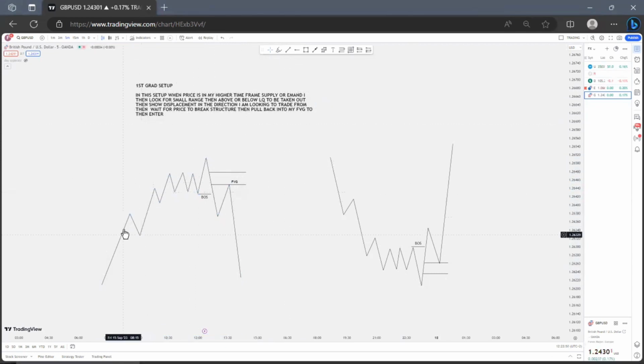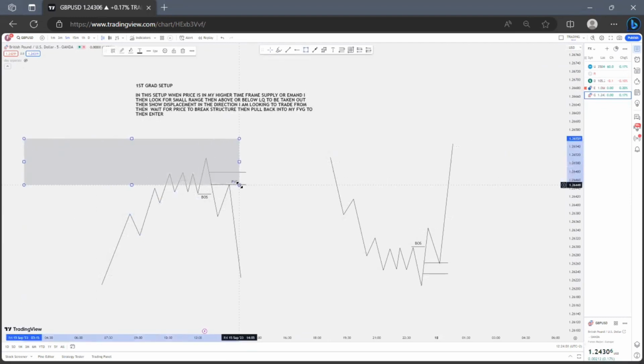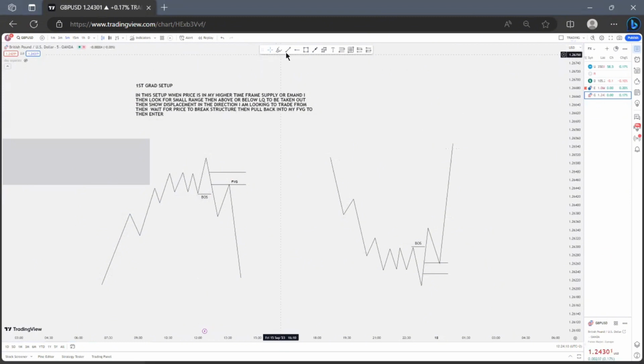So what I'm saying here is that after price has been pushing up into my higher time frame supply, because I'm looking to sell here, I'm just going to use the term supply as an example. Let's just say this is our higher time frame supply here. The first thing I look out for is the smaller time frame range. So I want to see this range.